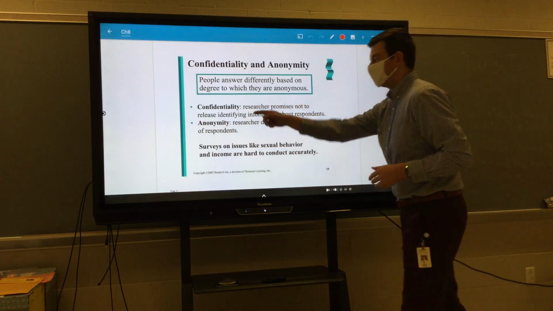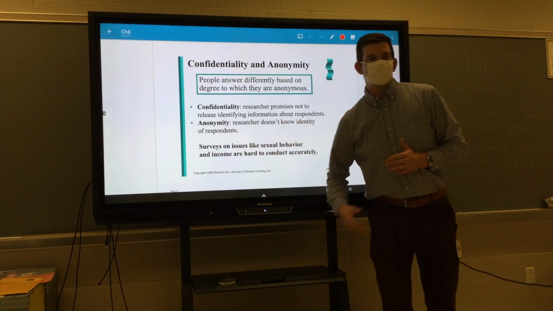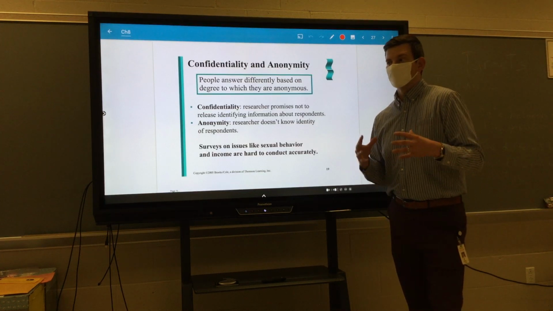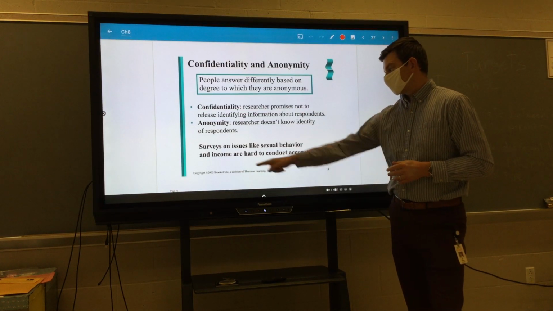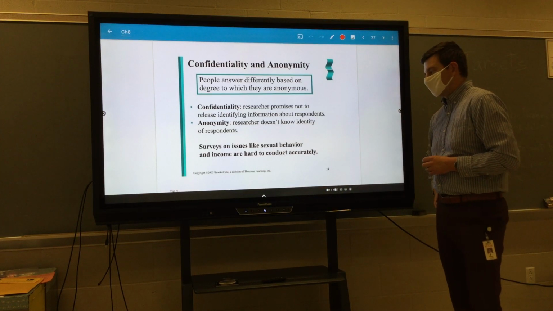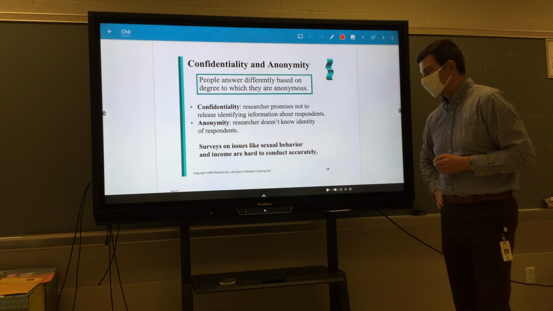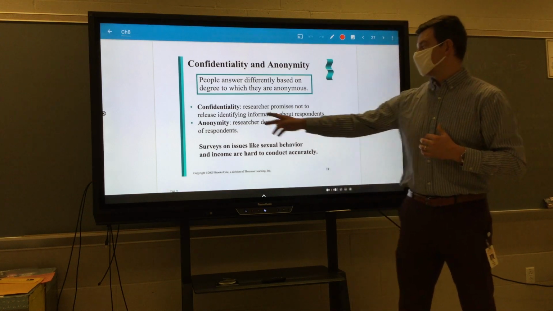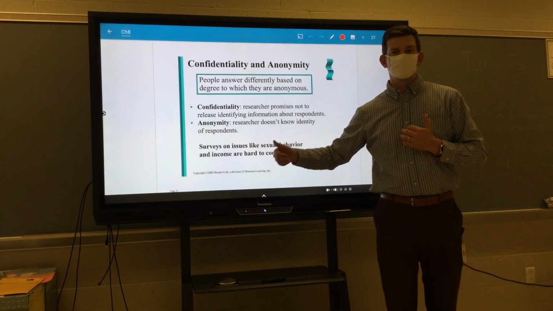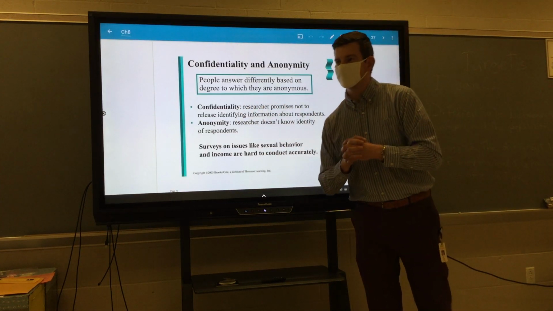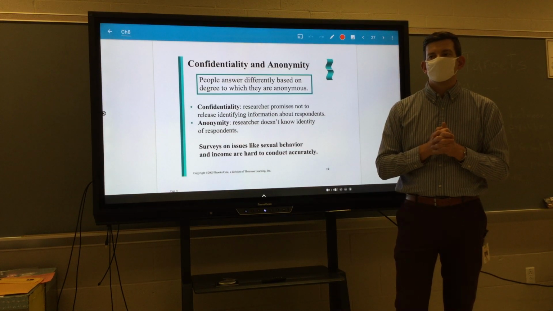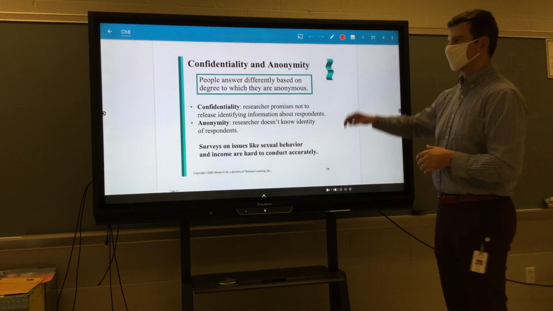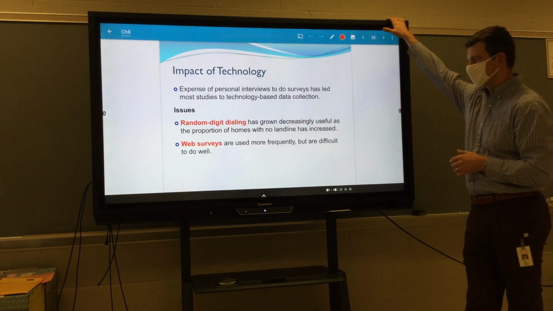So if it takes confidentiality or anonymity to help you get the most truthful and honest responses as possible, then you need to do what you can to ensure that. There's this point here that surveys on issues like sexual behavior and income are hard to conduct accurately because people don't necessarily believe that you're going to remain confidential or anonymous, or that the confidentiality will be upheld. With very sensitive information, people are reluctant to respond, and you get a low response rate. Not that we're going to be surveying on that sort of thing, but you get what I'm saying.